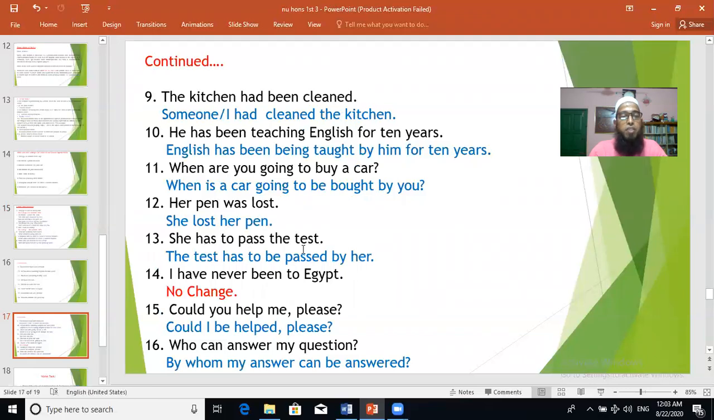She has to pass the test. Again, there is an infinitive. The test has to be passed. Has to, used to, has to. There is a modal. After a modal, we use "be," and the main verb is past participle. Can, could, shall, should, like that. Used to, ought to. So, has to be passed. I have never been to Egypt. Again, there is no object, it is an intransitive verb, so there is no voice change.